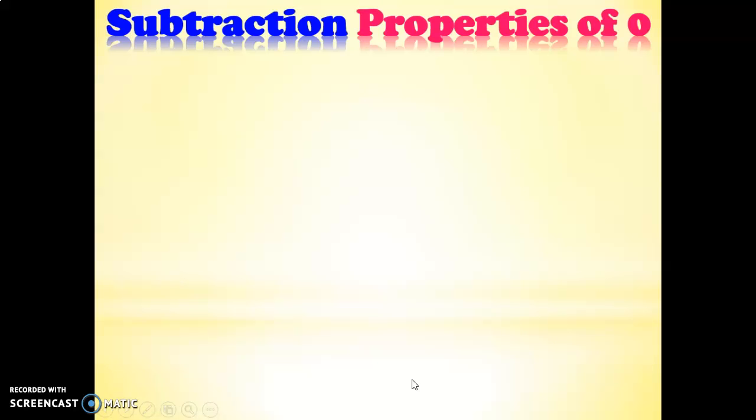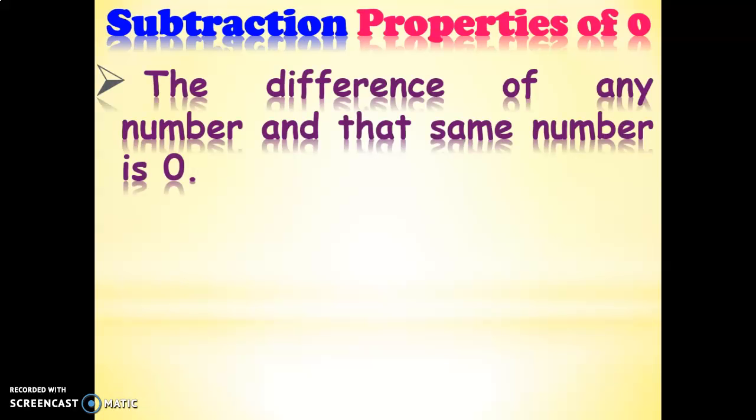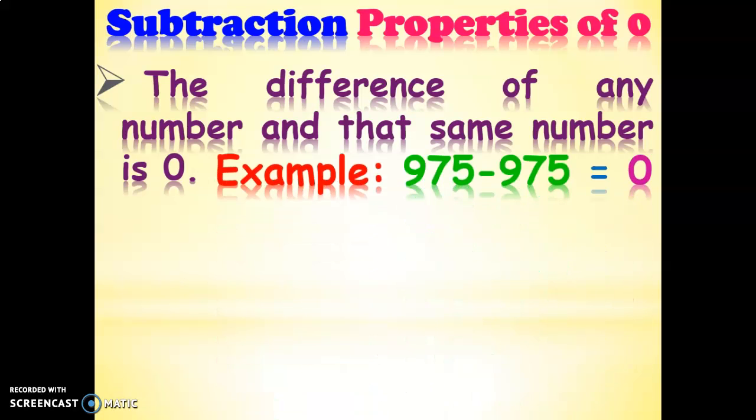Now, we have these subtraction properties of 0. These are very easy to remember. The first property tells you that the difference of any number and that same number is 0. Now if we subtract 975 from itself, 975 minus 975, the answer is 0.